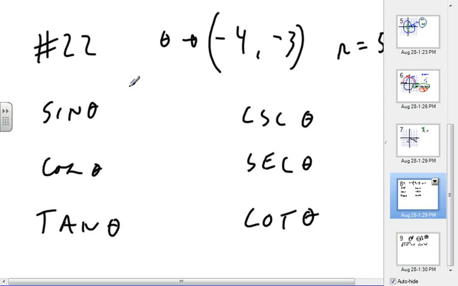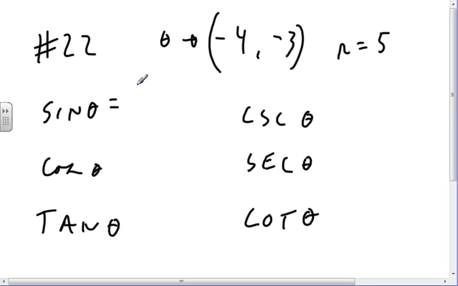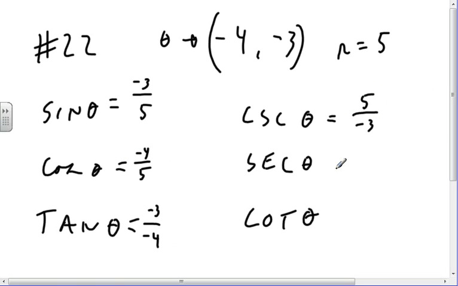Okay, so the sine is going to be the y guy over r. The cosine is the x guy over r. The tangent guy is the y guy over the x guy. The cosecant is the r over the y. The secant guy is the r over the x. And the cotangent guy is the x over the y. Are my answers correct?